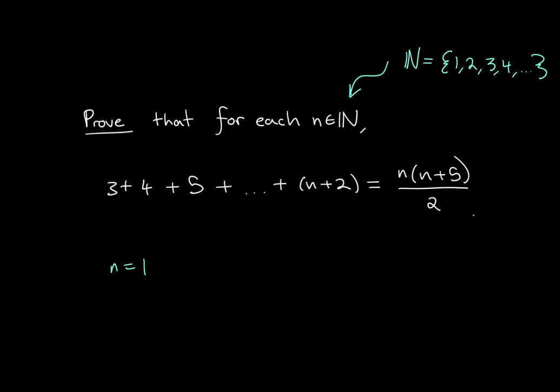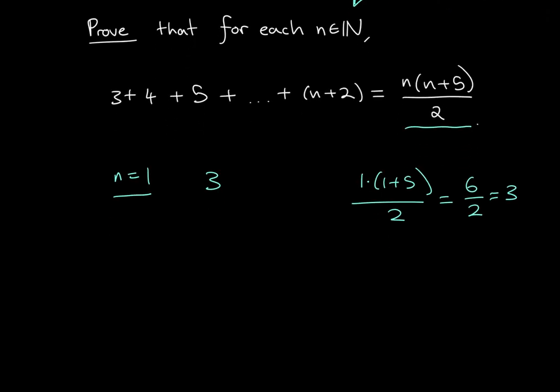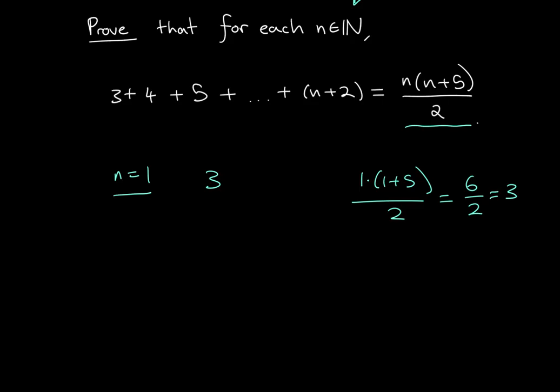What that means is I am going to plug in n equals 1 here. In other words, I'm only going to sum one thing on this side, so that'll be 3. Then I am going to allow n to equal 1 on this side. So that'll be 1 times (1 plus 5), all divided by 2. That is the same thing as 6 divided by 2, and that's the same thing as 3. So it turns out, if n equals 1, then the sum, which looks like the first integers not including 1 and 2, equals 3. And then on this side, it also equals 3. So n equals 1, check.